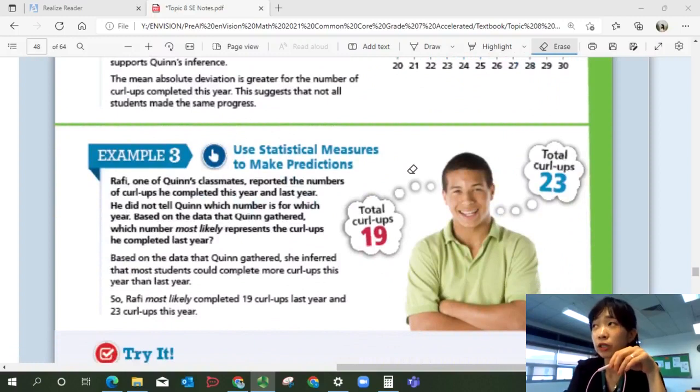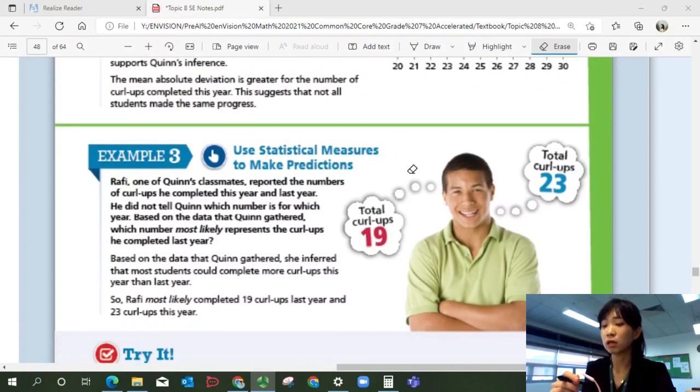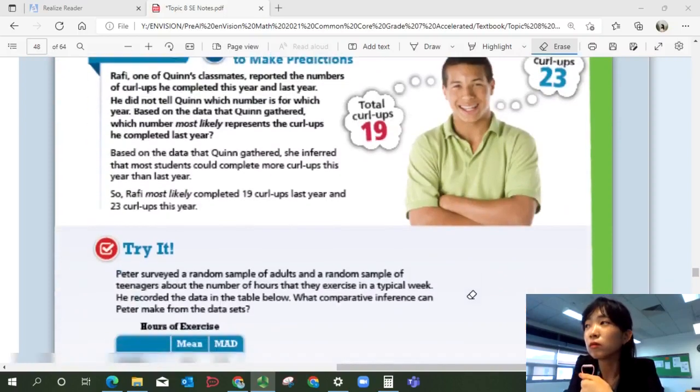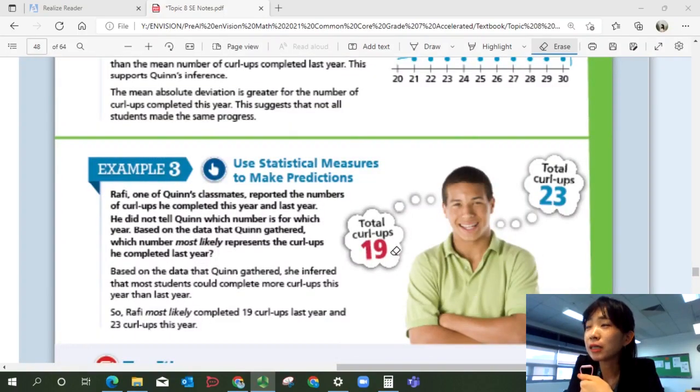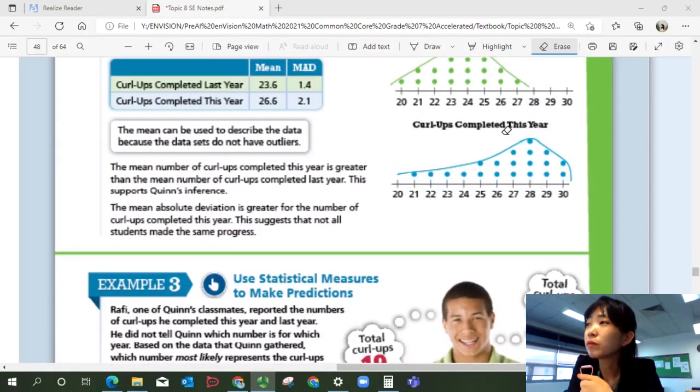Use statistical measures to make predictions. Rafi, one of Quinn's classmates, reported the numbers of curl-ups he completed this year and last year. He did not tell Quinn which number is for which year. So based on the data that Quinn gathered, which number most likely represents the curl-ups he completed last year? Based on the data that Quinn gathered here, right?